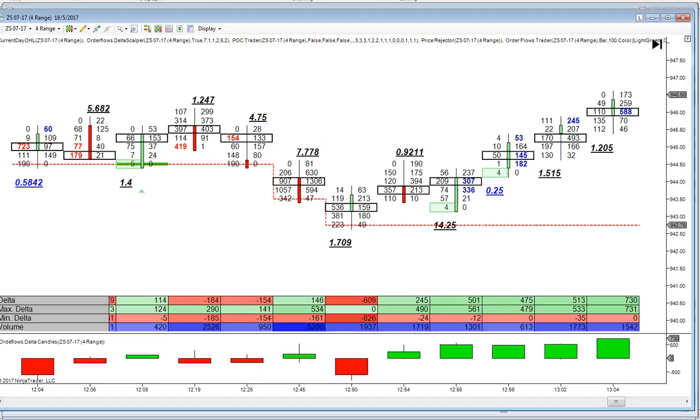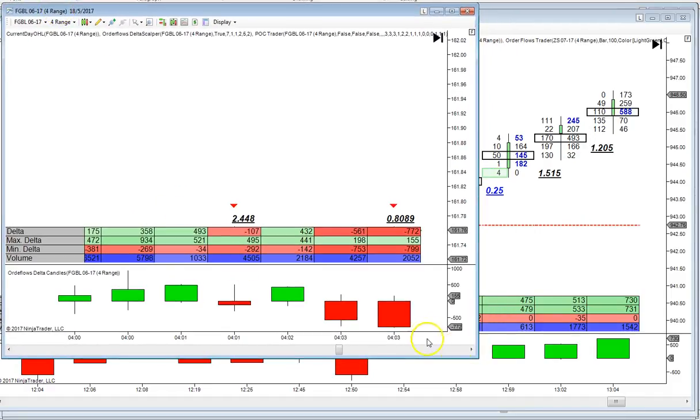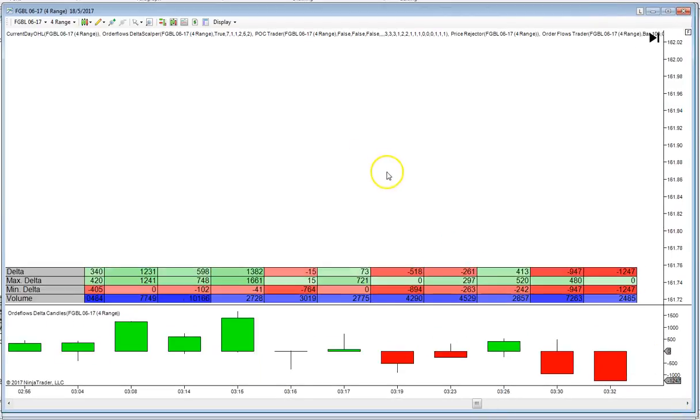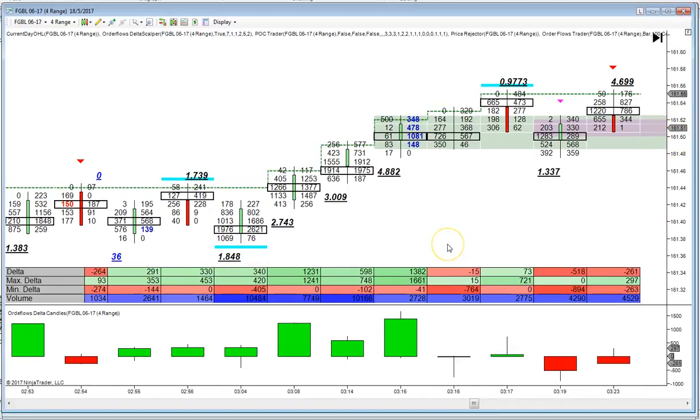That's soybeans. What was the next one? I think it was bunds. Let me just find my bund chart here. Bunds, here it is. Where am I here? Okay, so bunds.